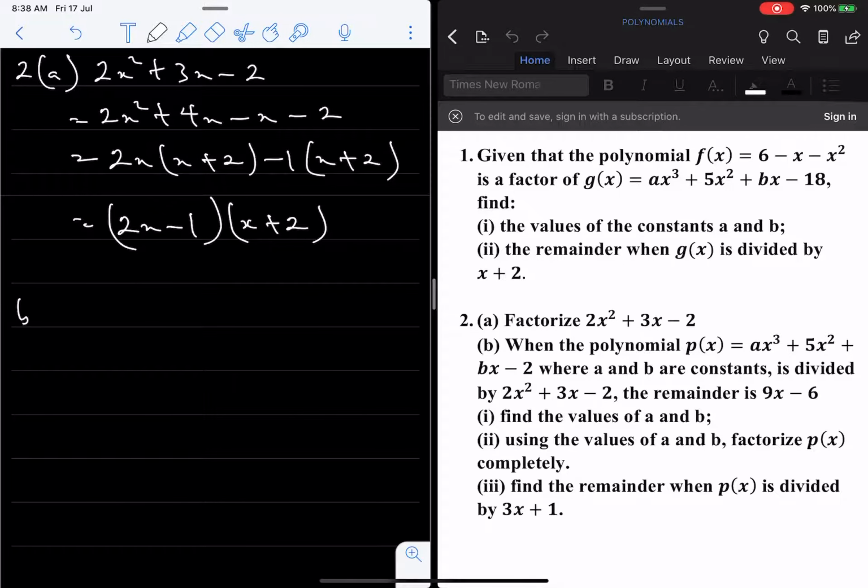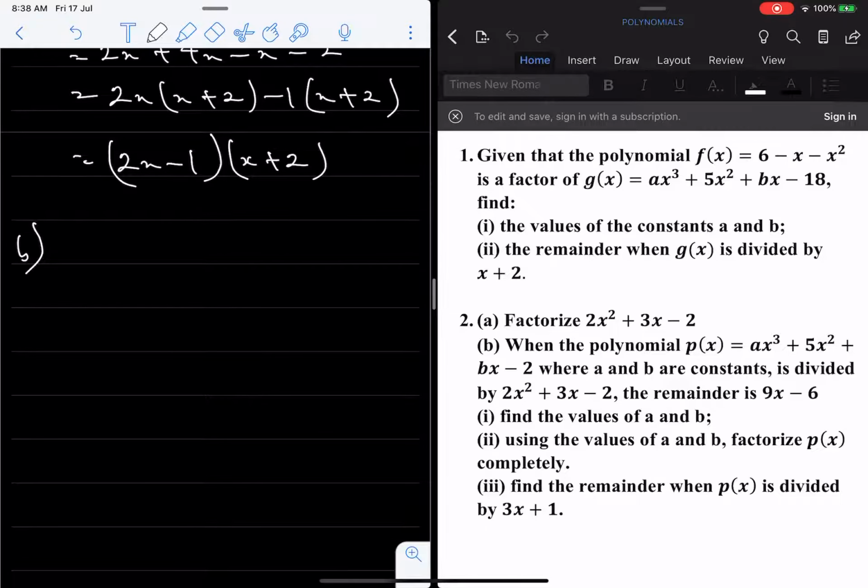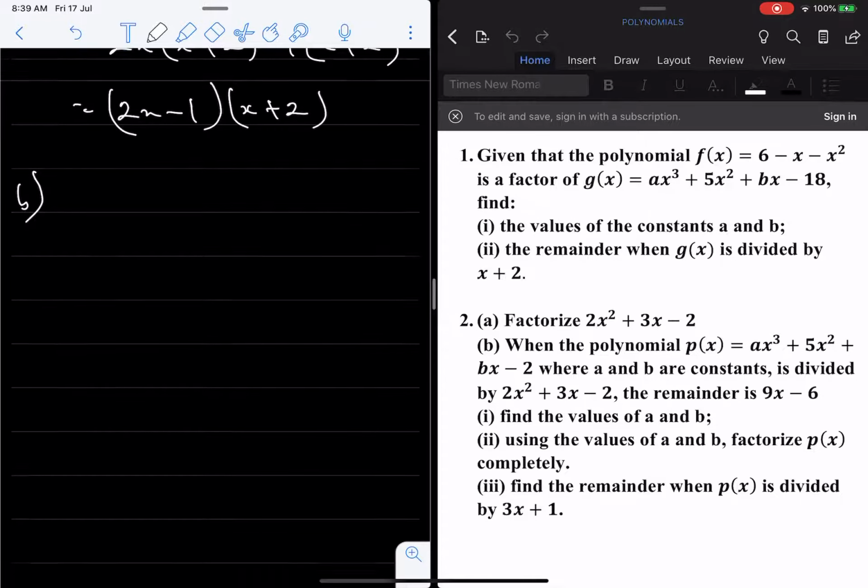Now to question B. When the polynomial p of x equals ax cubed plus 5x squared plus bx minus 2, where a and b are constants, is divided by 2x squared plus 3x minus 2, the remainder is 9x minus 6. Find the values of a and b. Roman figure 1 and Roman figure 2. Using the values of a and b, factorize p of x completely. Roman figure 3. Find the remainder when p of x is divided by 3x plus 1.